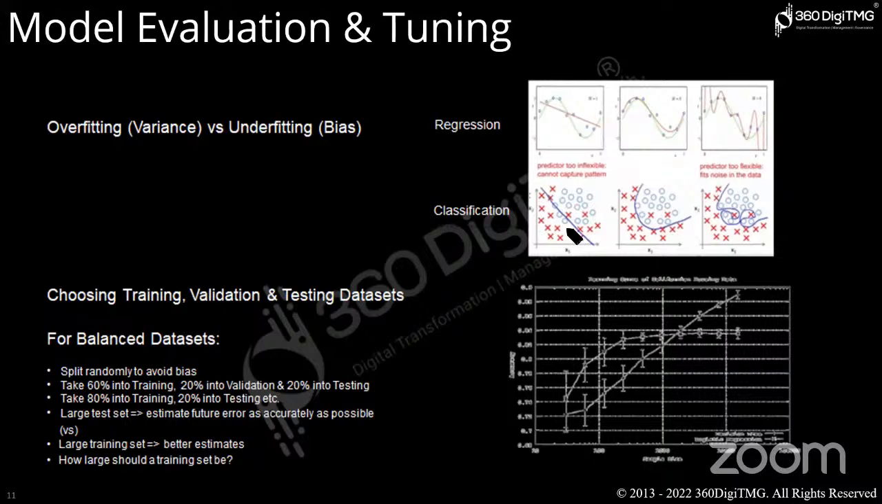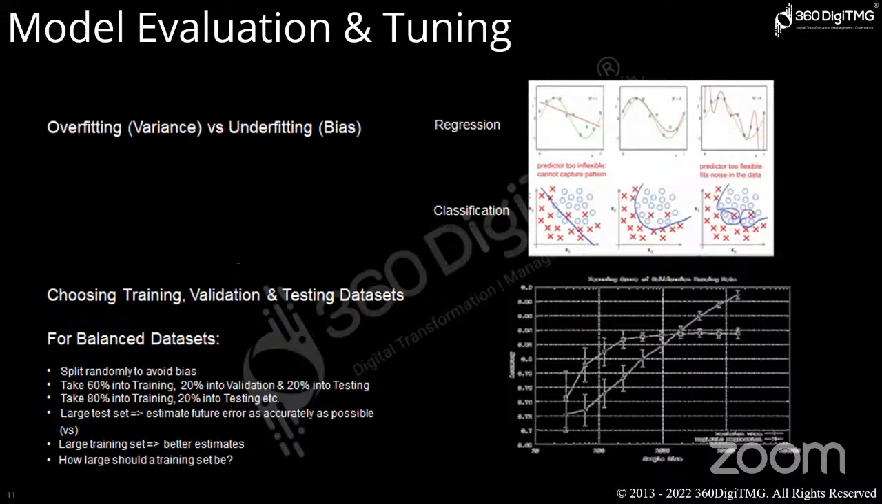Getting the point? So for a balanced data set, how do we do things? We split the data randomly to avoid bias. We don't want our data to be biased, right? And after splitting, what we do is we take 60% of whatever data we got for training. 20% is what we take for our validation.